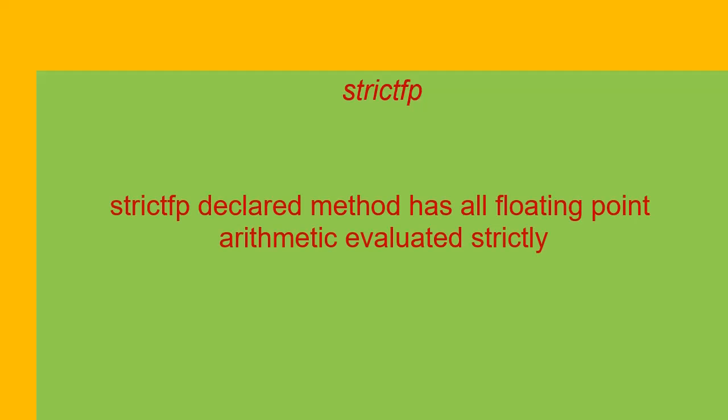The next method modifier is strictfp. As the name suggests, strictfp stands for strict floating point arithmetic evaluation. If this modifier is appended to the header of the method, then all the arithmetic evaluation will be conducted strictly. However, these method modifiers can appear in any order in the method header, but the order in which we have discussed them here should be followed, and this is good practice.